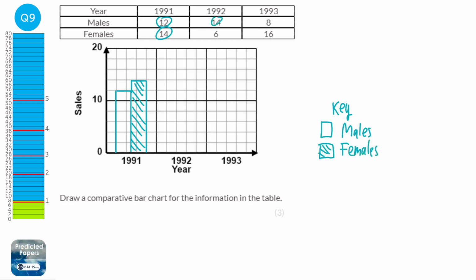Okay, let's carry on with the bar chart. So it's 14 and 6. So notice I've got gaps between the pairs. So we've got 14 and 6, which will be down here. And again, we're just going to shade in the females. And then finally, we've got 8 and 16.